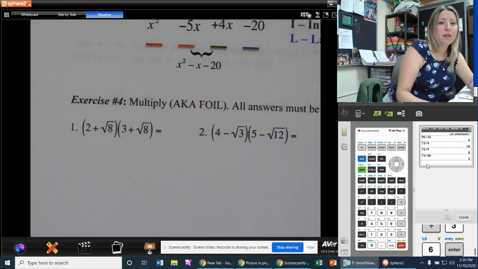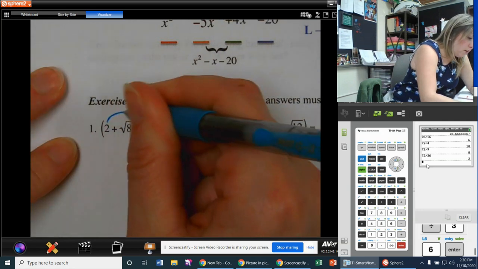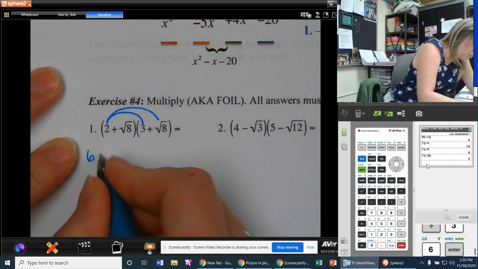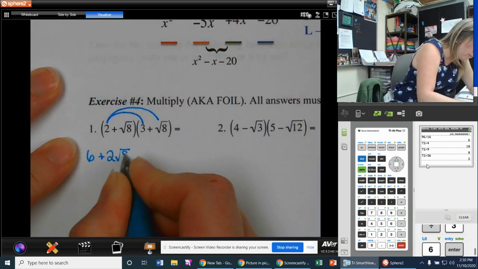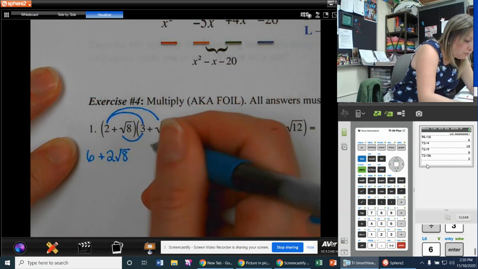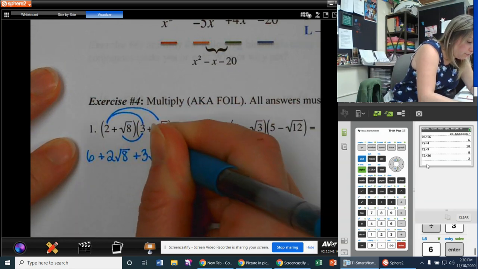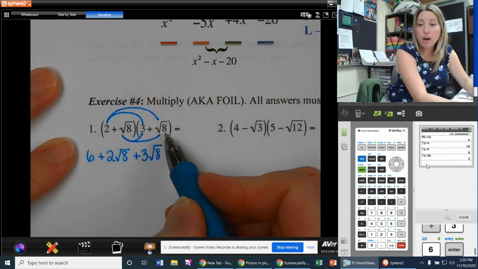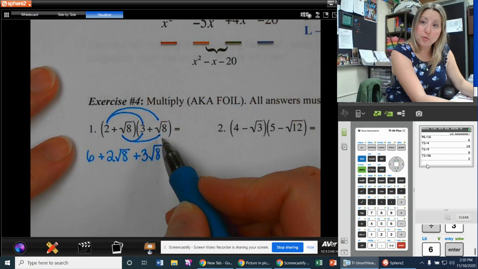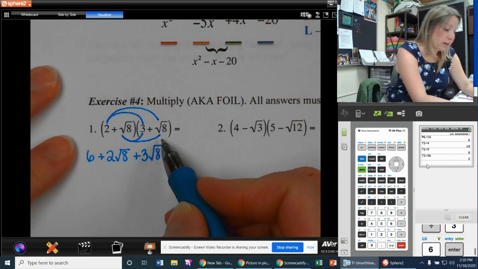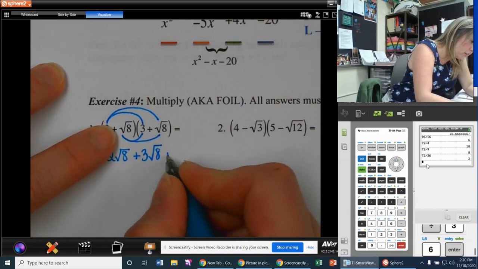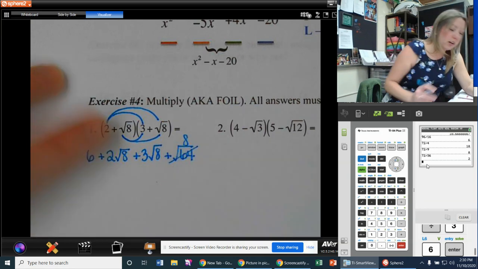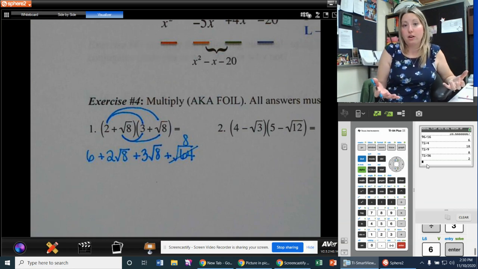So I'll start here. First, 2 times 3 is 6. Outer, 2 times radical 8 is plus 2 radical 8. Inner, 3 times radical 8 is plus 3 radical 8. There's some like terms. Last, if you have the same radicand, you can just drop the radical. That'll be the leftover. And let me show you why I know that. Radical 8 times radical 8 is plus radical 64. Well, what's the square root of 64? It's 8. So I could just drop the radical there.